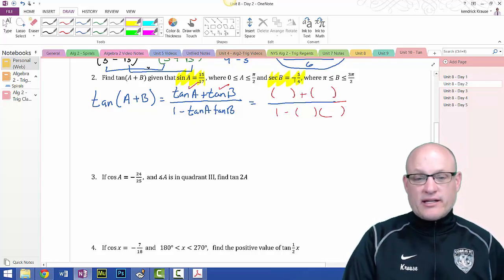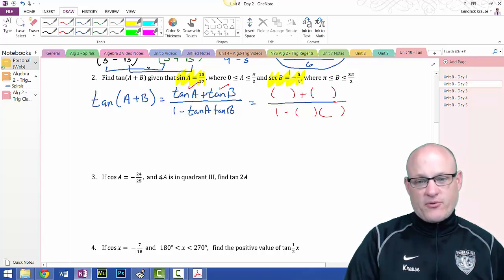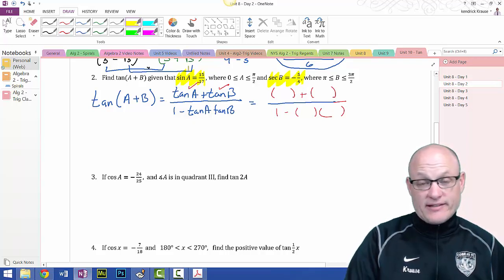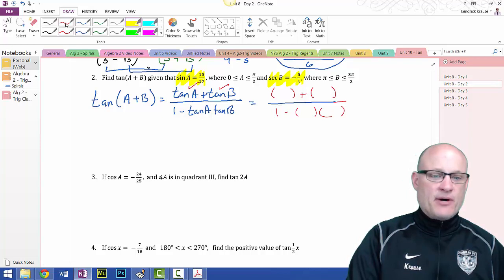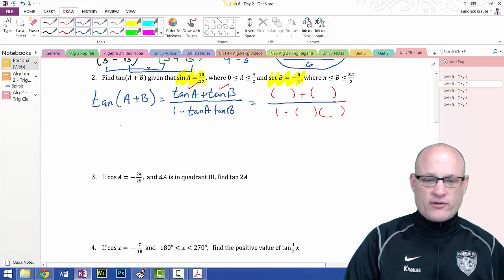Now the cool thing is, do you see 5 and 17, 15 and 17? We've done those a million times. 3, 4, and 5 over here. You know it's a 3, 4, 5. You know this is an 8, 15, 17. We've done it a million times. But let's talk about where these things are.